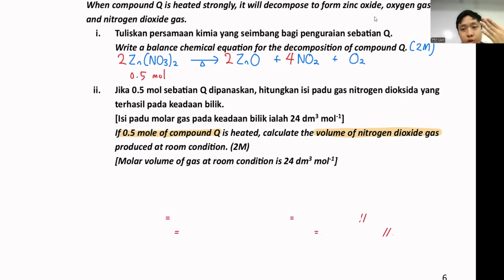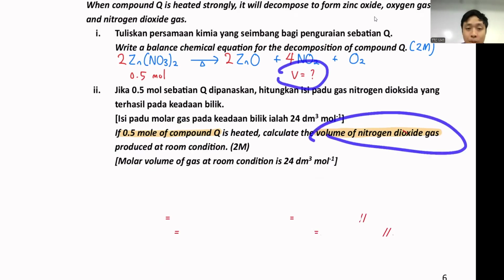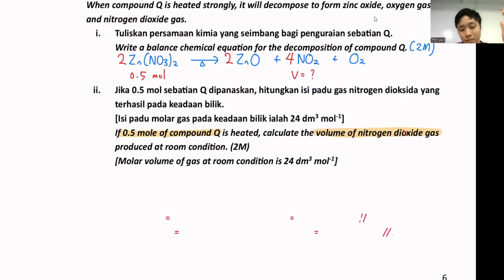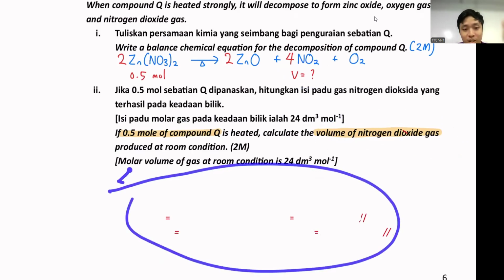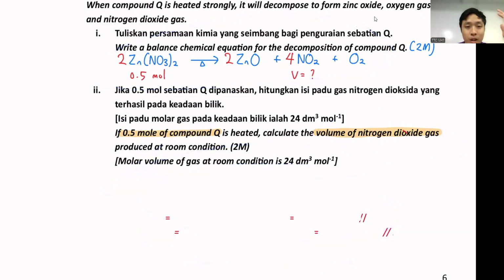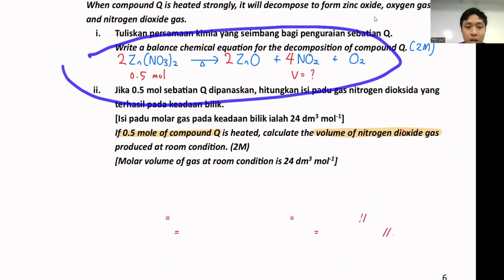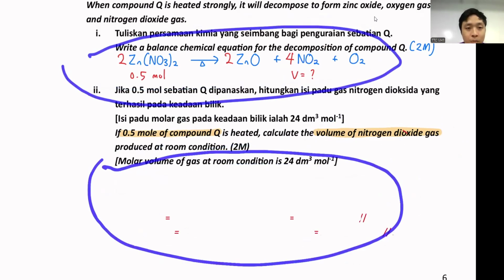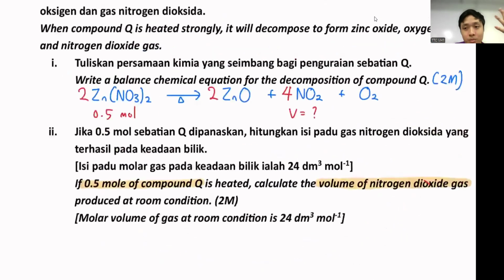Since you already got mole, you can straight away do the ratio. Very simple. Ratio to what? Ratio to nitrogen dioxide gas, because they want to find volume equals question mark. If you don't have the equation balanced, this question is also undoable. So it's very important for you to get a balanced chemical equation. Then you can settle the question for number of mole. Since you already got this information, you always start with the information. Then you can find V equals question mark.